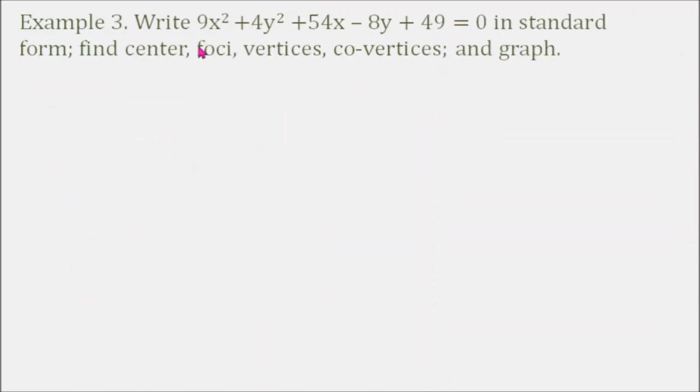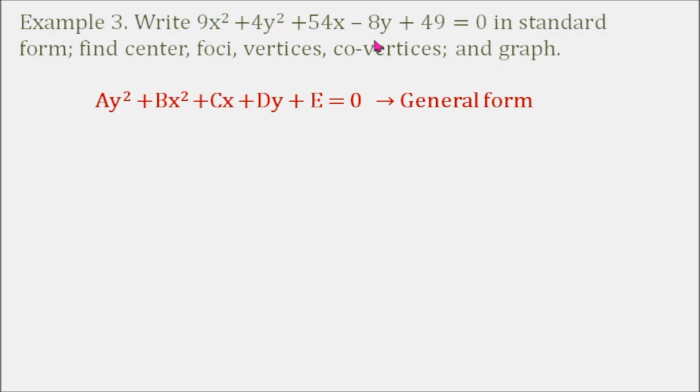Example number 3. Write 9x squared plus 4y squared plus 54x minus 8y plus 49 equals 0 in standard form. Find center, foci, vertices, co-vertices, and graph. So our equation is in general form. So we are going to copy down our equation. The first thing we are going to do is to move this plus 49 to the other side, and then group together all terms with the same letters.